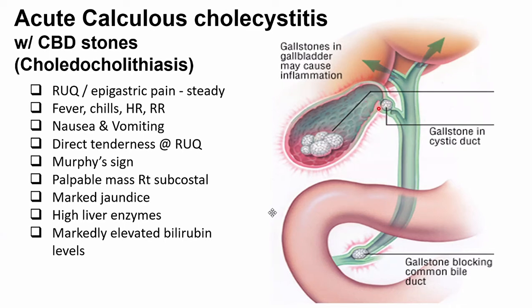And once the stone passes through the cystic duct, it will lodge on the CBD, and there will be no more bile passing through towards the duodenum. And the bile will go back, as I mentioned before. And what will happen? The bile goes into the system, and you will have a marked jaundice, even more marked than just an ordinary gallstone formation. If you have a CBD obstruction, you have a marked jaundice, very high liver enzymes, and markedly elevated bilirubin levels.